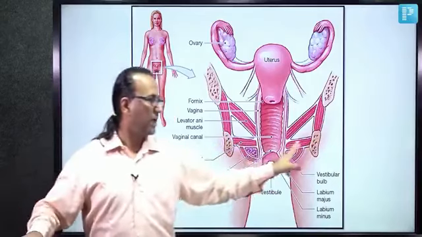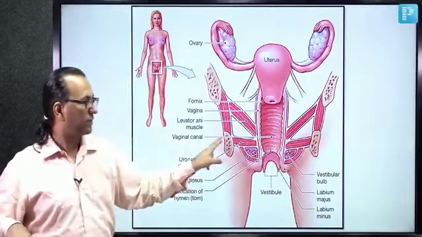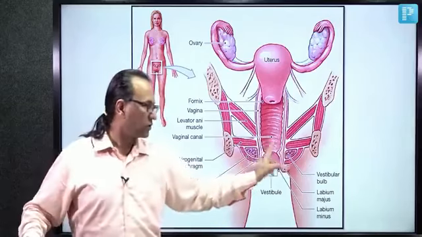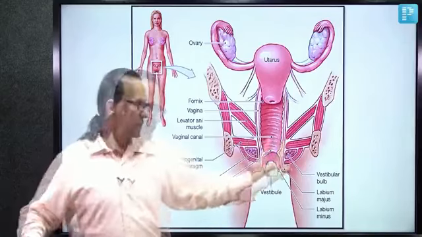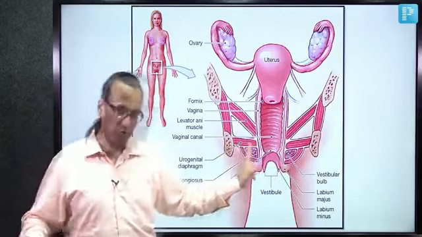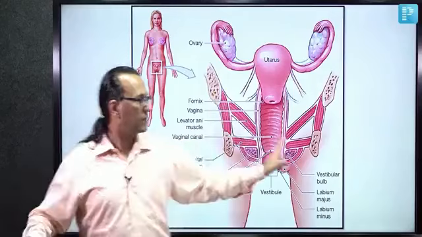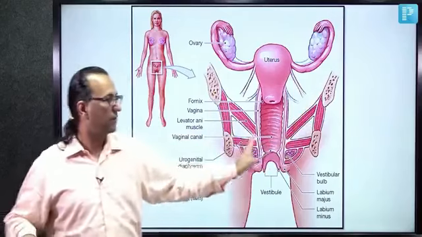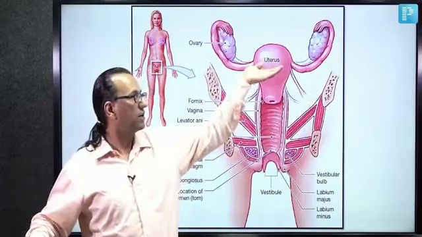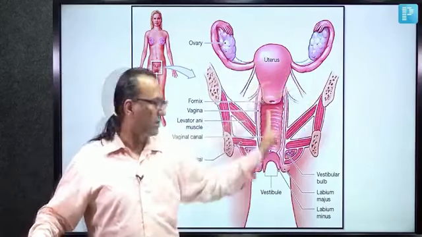In the deep perineal pouch, we have the urogenital diaphragm constituted by two muscles: the external urethral sphincter, which also works like a vaginal sphincter, and the DTP muscle, that is, the deep transverse perineal muscle. As you go still deeper, you'll find the levator ani muscle making the pelvic diaphragm. And if you go still deeper, then you have the pelvic viscera, like here, the uterus giving the vagina.